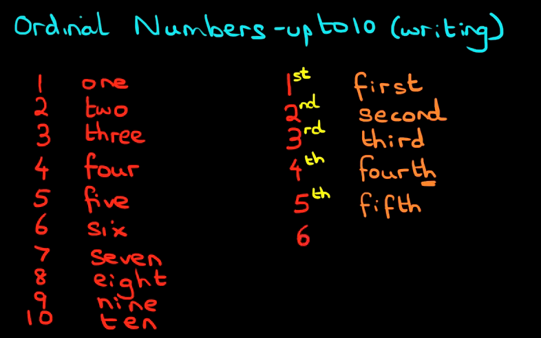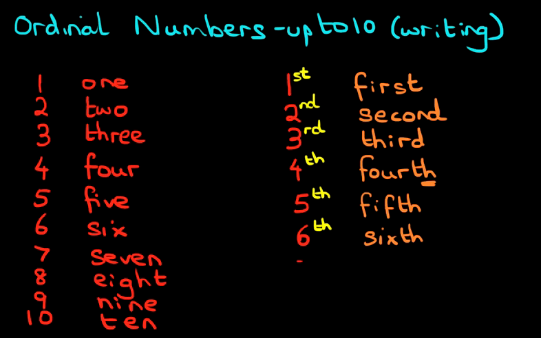And now the next one is number 6, and that becomes sixth. Now how do we write that down? Now this is an easy one. You write down the 6 and then with a TH. Sixth.